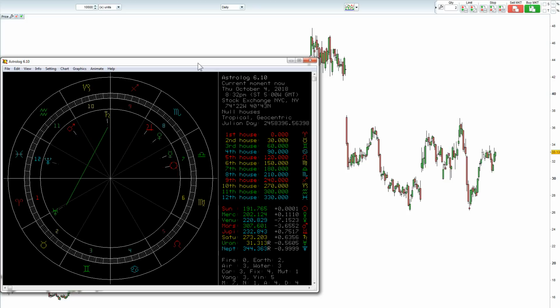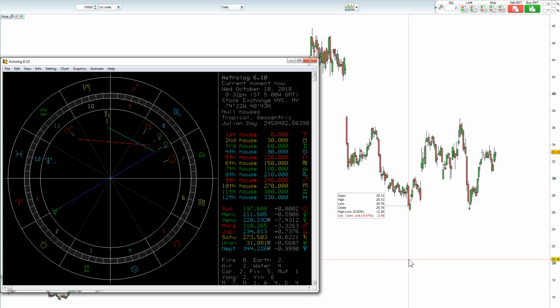So we're going to go to Mercury being in opposition to Uranus, October 10, 2018. Right there. So that would be the end of the sideways move right there. And at first glance on that day, we would assume, oh, we're going to continue to the downside, but we don't. Obviously, it makes a bottom there, and then we have a trend to the upside like that.